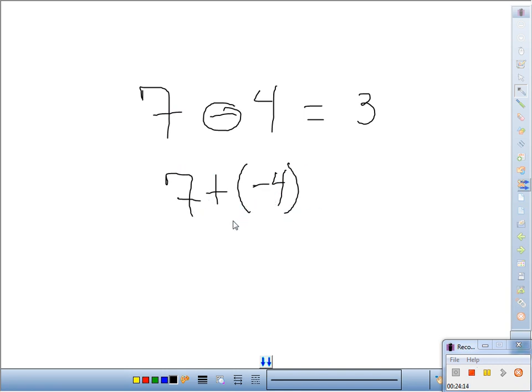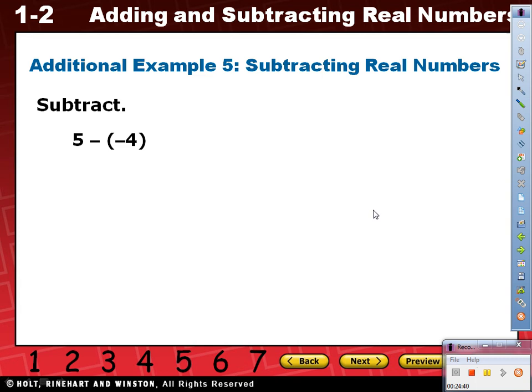Do we know how to do these? Yes, we got 7 positives, 4 negatives, and we end up with 3. But what did I do? I changed this to a positive and this one to its opposite. So the only thing you need to remember for subtraction, you add the opposite of the second. So let me show you with that example that I just showed you.